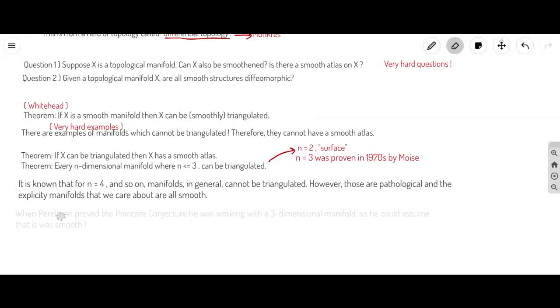So this was what Perelman did from the very beginning. It is known that three-dimensional manifolds can be triangulated. Once they can be triangulated, then there's a separate theorem that says that you could make them smooth. So Perelman, from the very beginning, could have just assumed that he has a smooth manifold and then work from there. So as you can see, even though the Poincare conjecture is a purely topological problem, in order to prove it, he had to use smoothness to help him say the things that he wanted to say.